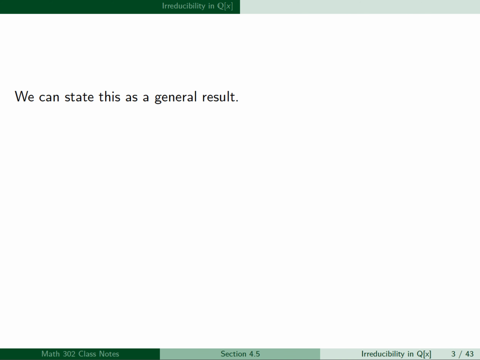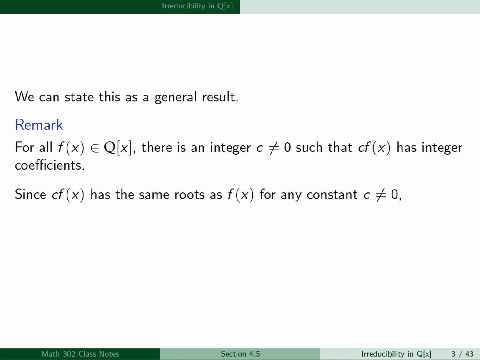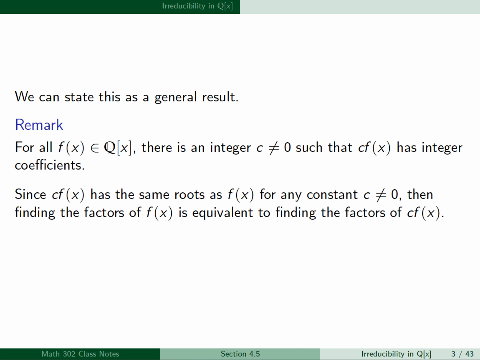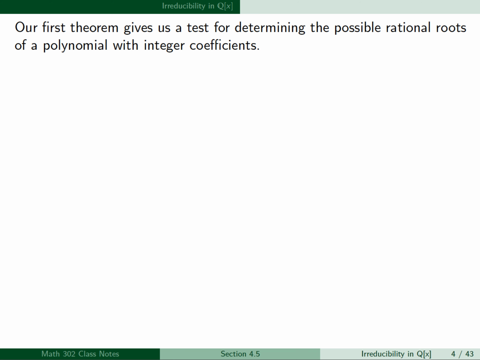We can state this as a general result. For all f(x) in Q[x], there is an integer c not equal to 0 such that c f(x) has integer coefficients. Since c f(x) has the same roots as f(x) for any constant c not equal to 0, finding the factors of f(x) is equivalent to finding the factors of c f(x). This means that factoring in Q[x] can be reduced to factoring in Z[x].